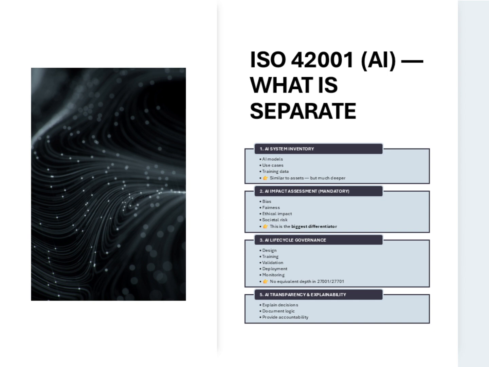A key requirement is the AI impact assessment, which is mandatory. This goes beyond traditional risk, focusing on bias, fairness, ethical considerations, and broader societal impact. AI also requires full lifecycle governance, from design and training, through validation and deployment, to ongoing monitoring. This level of lifecycle control has no direct equivalent in security or privacy standards. And importantly, AI introduces requirements around transparency and explainability, ensuring decisions can be understood, logic is documented, and accountability is maintained. The key point is this: AI extends beyond control into responsibility, and that's what makes it the most significant evolution in modern management systems.